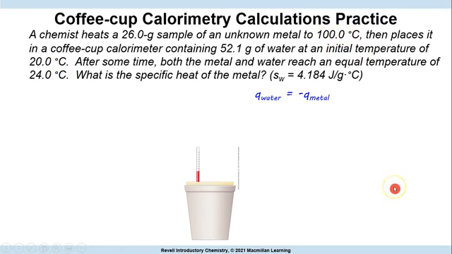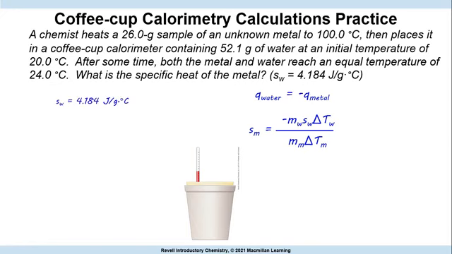Now, next thing is we are going to write out the heat equation involving the mass, the specific heat, and the change in temperature. If we put out all of that and we are looking for the specific heat of the metal, we will see, as we saw in the previous slide, that the specific heat of the metal is minus M sub water, S sub water, delta T sub water divided by the M sub metal, delta T sub metal. Now, let's collect all the data that we have and then substitute it into this equation.